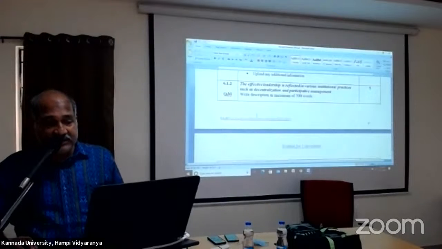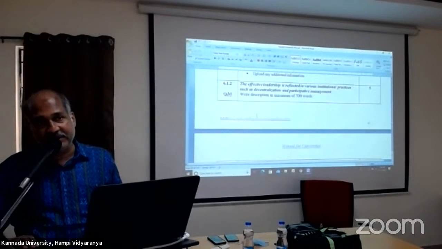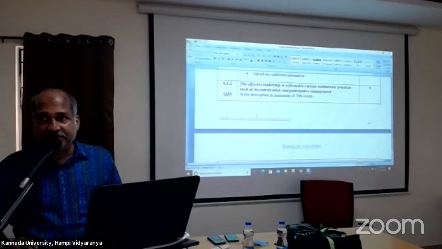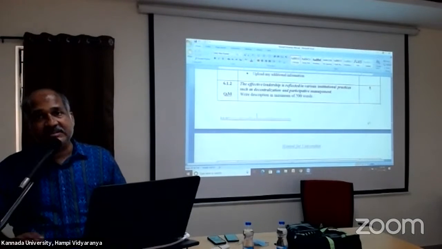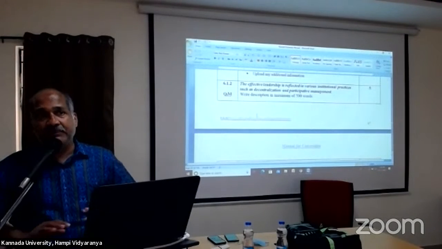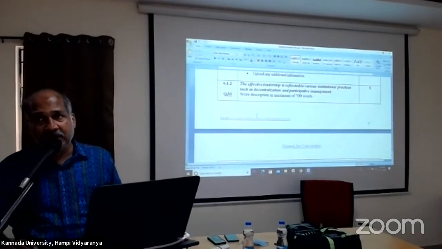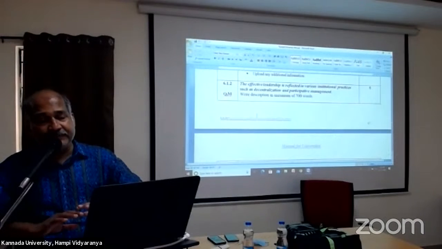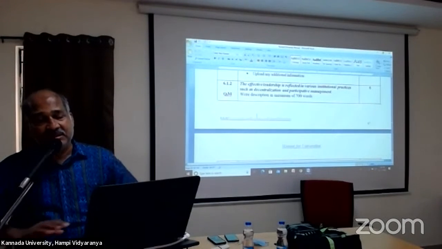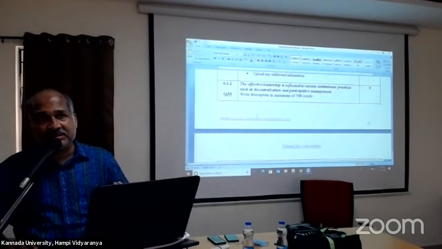Second, again, it's a qualitative metric. Effectiveness of leadership is reflected in various institutional practices such as decentralization and participative management. It's not an autocratic management, it should be a decentralized management. Various committees should be in place, for example an academic committee or a class monitoring committee. If common subjects are taught in different sections, there should be a committee. The committees take decisions, and ultimately it goes to the higher authorities for approval. So these various committees should be in place to see the various needs of the institute. It should not be an autocratic management, it should be a participative management.